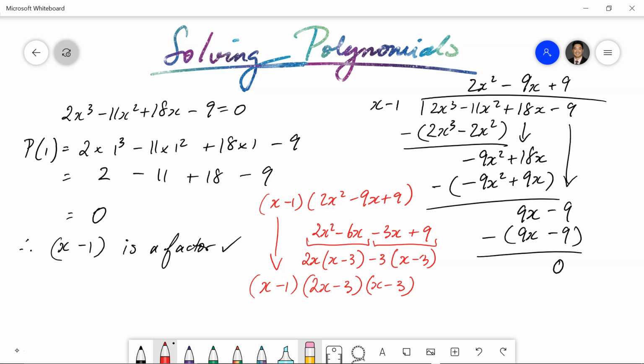And we've essentially factorized this polynomial. To work out the solutions, we use the null factor law. So x minus 1 equals 0 means 1 is a solution. 2x minus 3 equals 0: if we take the negative 3 across, positive 3 divided by 2 is our next solution. And then x minus 3 equals 0 means 3 is going to be our final solution for this polynomial.